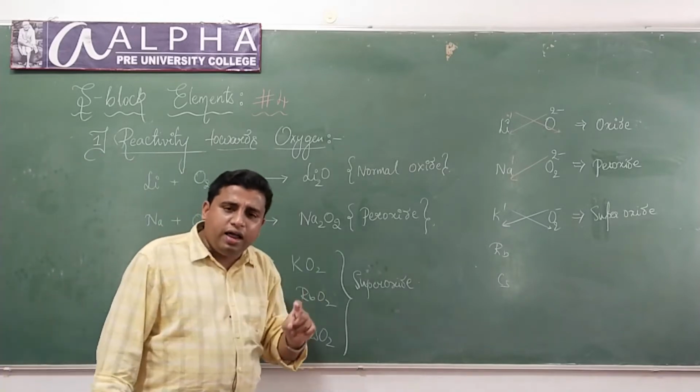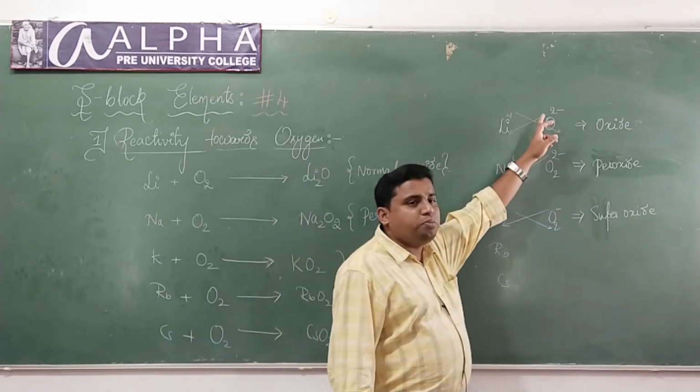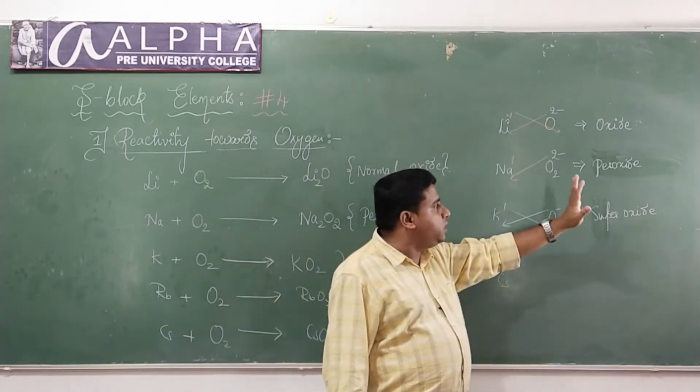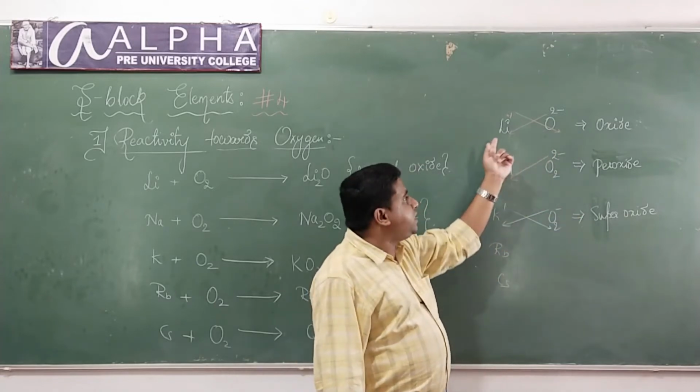Just try to learn how to write the formula. What is the formula for normal oxide? O2-. Peroxide O2 2-, superoxide O2-. You just have to cross multiply.